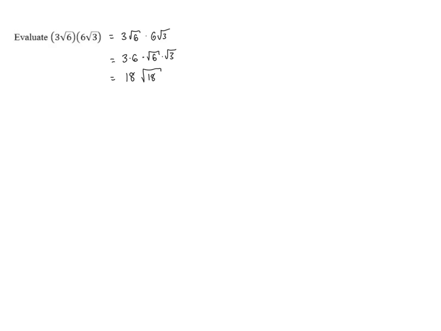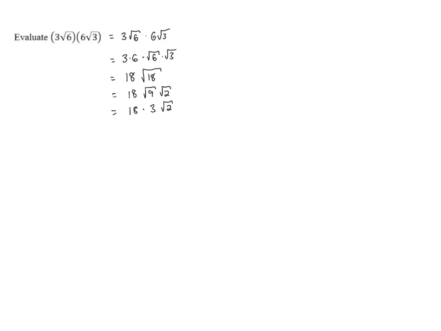18 has a perfect square factor, so we're going to break that down. 18 is 9 times 2. So we have 18 times root 9 times root 2. Now, the square root of 9 is 3, so we can just evaluate that square root. So this becomes 18 times 3, root 2.